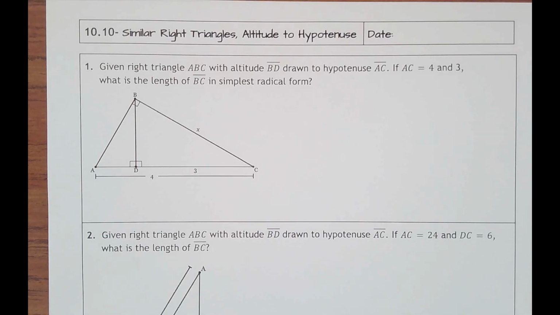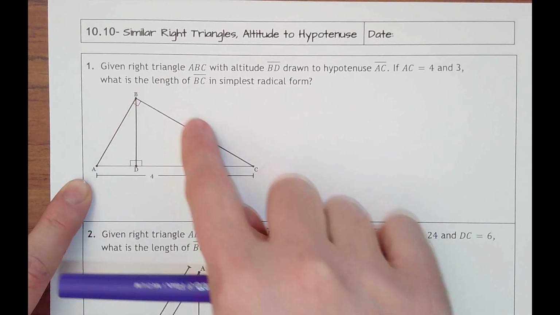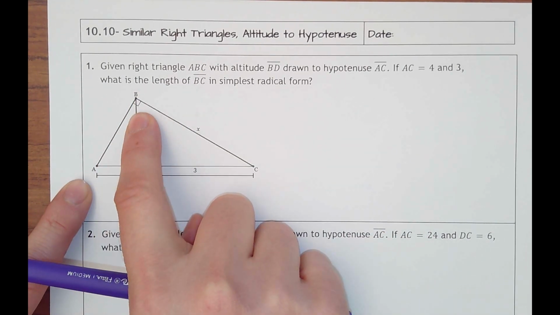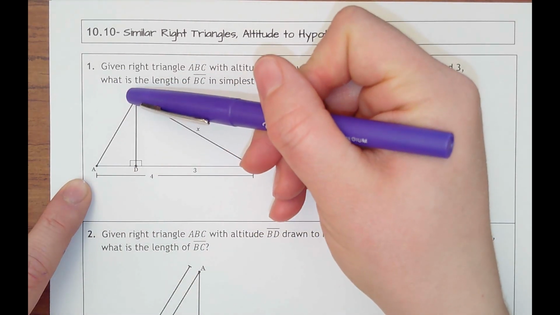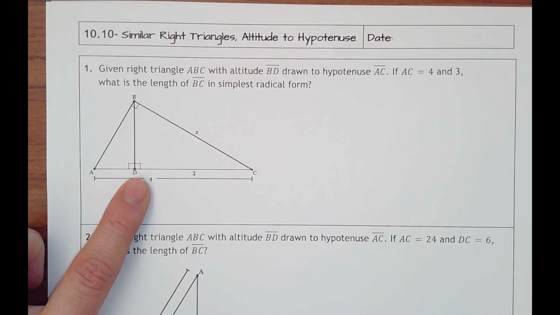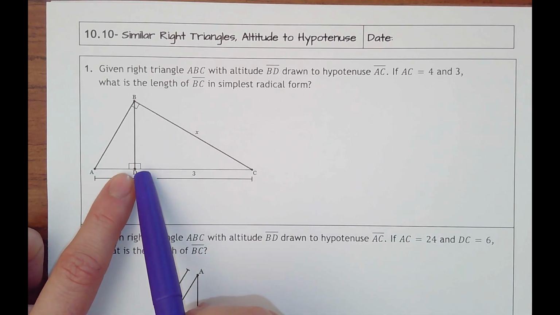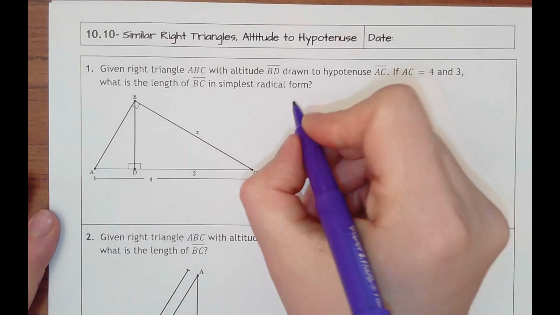Lesson 10.10, similar right triangles, an altitude to a hypotenuse. So basically what this is saying is we have one big triangle, this ABC, and it's a right triangle because I see a right angle here. This altitude is being dropped down, and it makes perpendiculars, so it makes right angles, and it creates three triangles that are all going to be similar. So I'm going to make a note of that.